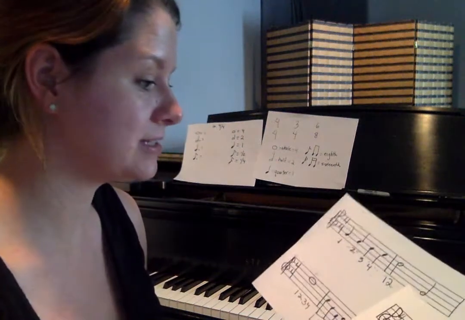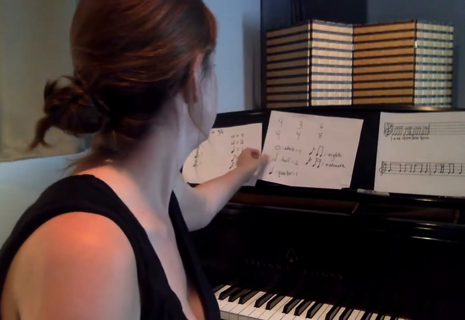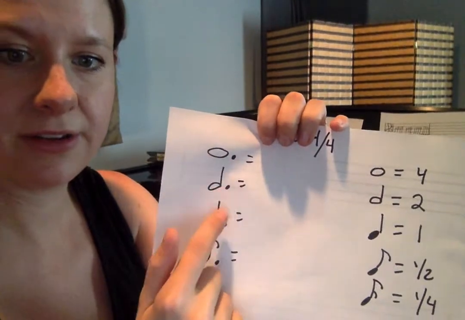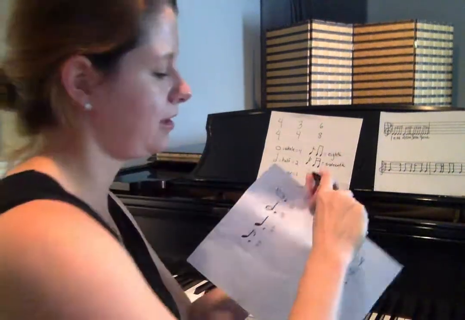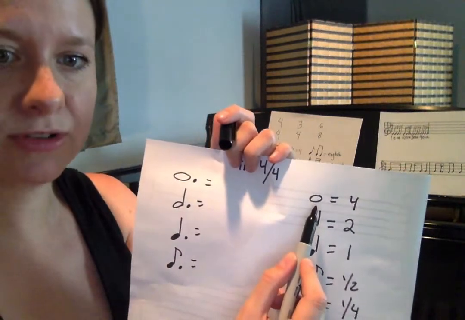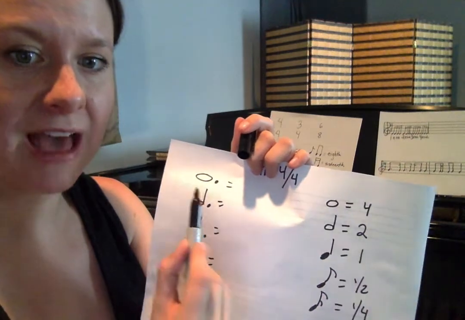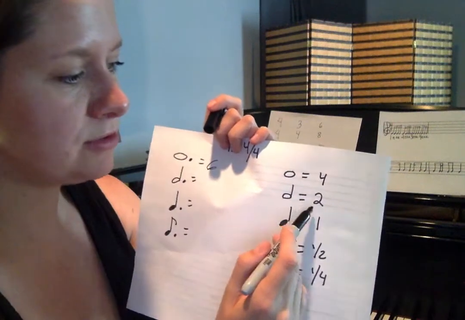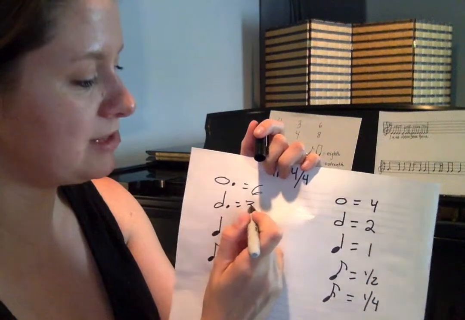Now I want you to keep that in mind when we go on to this next level of things, which is dotted notes. When you add a dot next to a note, you add half of the value of the note to the note. Meaning, if we're in 4/4, this whole note is worth 4 beats, right? You add half of 4, which is 2, and that equals 6 total. So this is now worth 6 beats. Half note is worth 2, and you dot it. You add half of 2, which is 1. So 2 plus 1 is 3 beats.